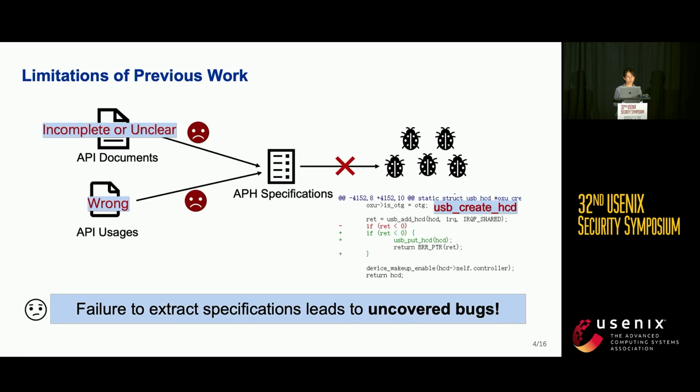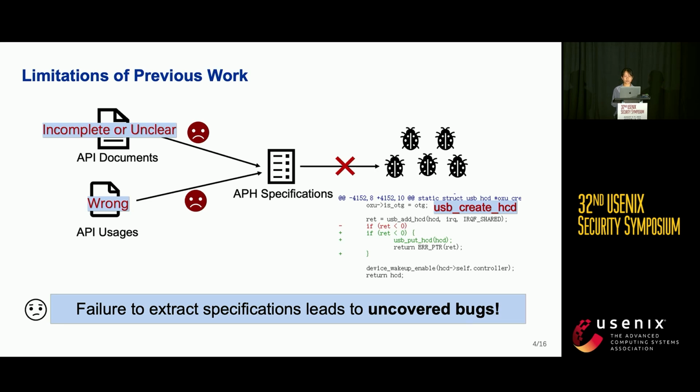So first, we need to have specifications. Previous work has proposed to extract specifications from API documents. However, this document can sometimes miss critical information, making bug detection infeasible. Consider the patch shown on the right. It addresses a memory leak in the Linux kernel caused by improper post handling for the usb_create_hcd API. The previous code didn't release the memory allocated by the API call. To detect this bug, we need to know the post handling way for the API. However, the API document doesn't provide this guidance.